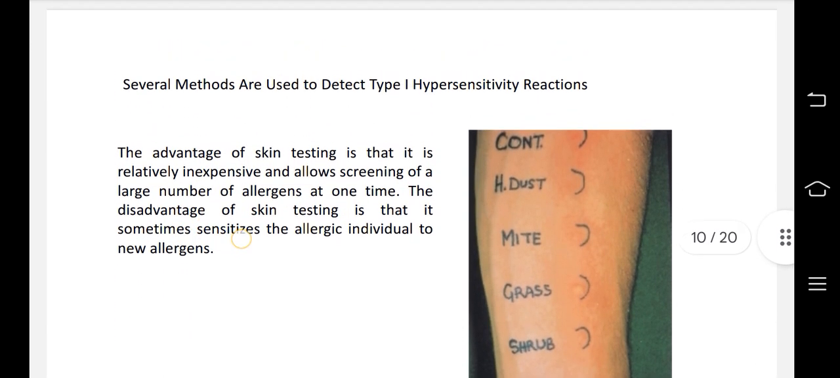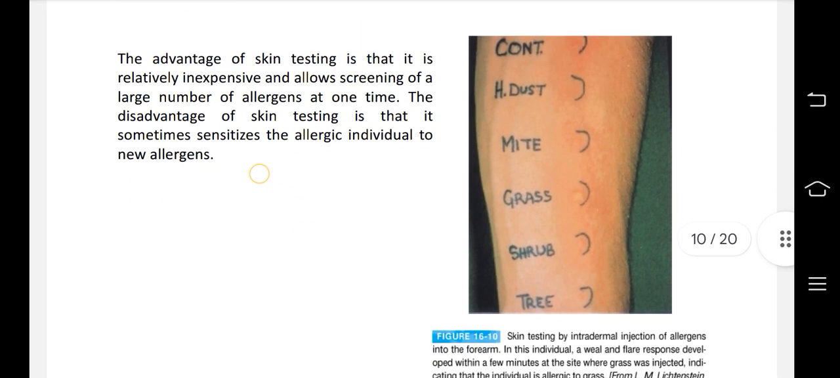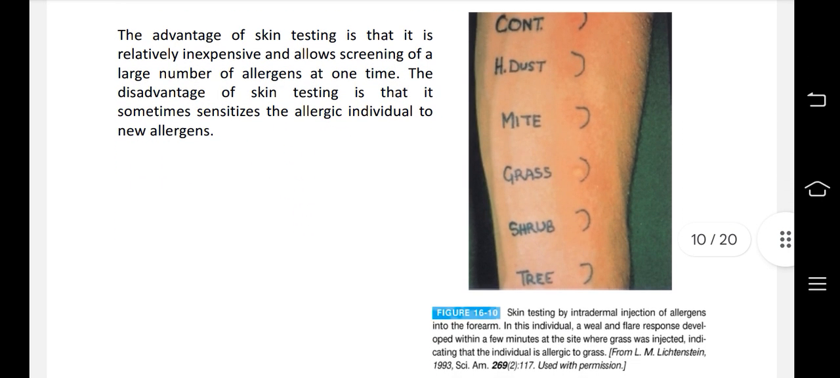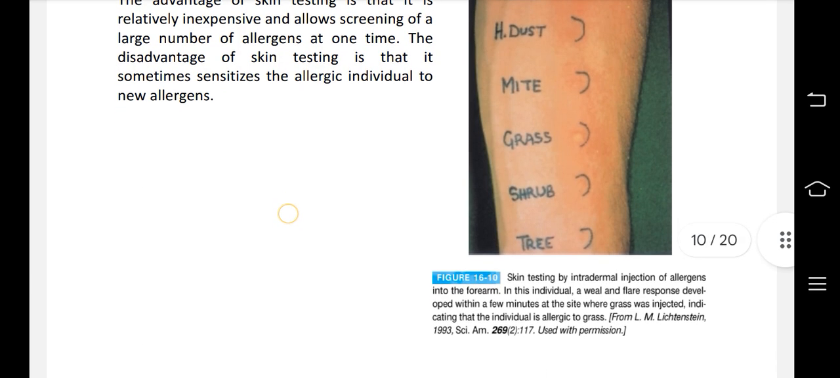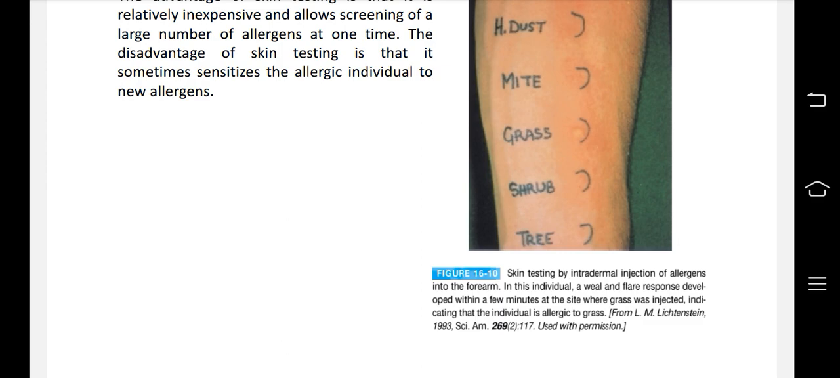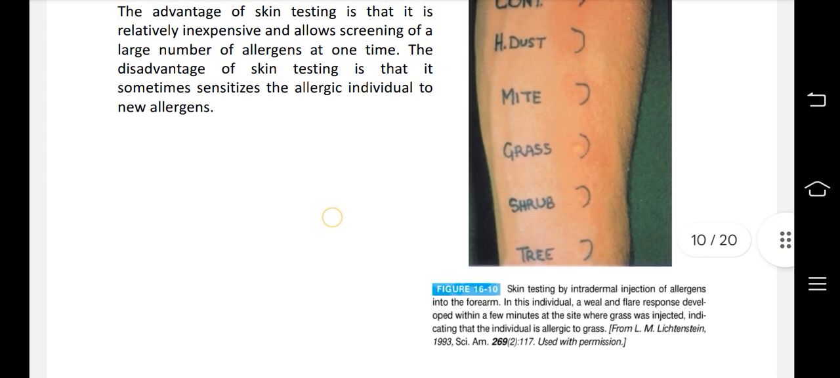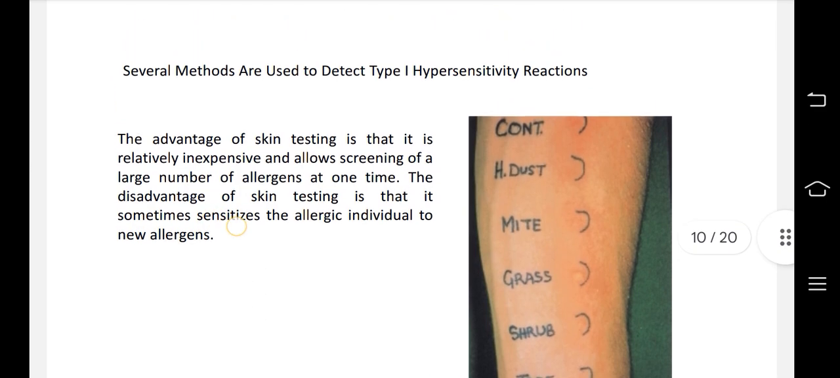We could see a sensitization reaction. Skin testing by intradermal injection of allergens into the forearm. In this individual, a wheal and flare response developed within a few minutes at the site where grass was injected, indicating that the individual is allergic to grass. Several methods are used to detect type 1 hypersensitivity reactions.